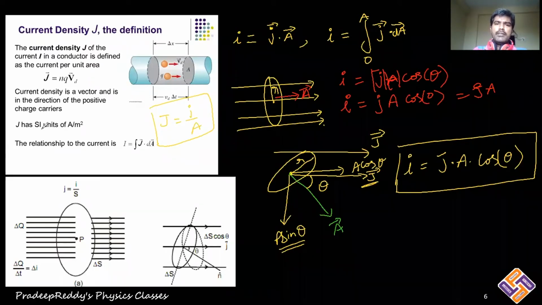Because we are dealing with vector quantities, whenever you are multiplying J and A, you need to take the dot product of those two, because current is not a vector. And when you are calculating the dot product, take care that the angle should always be the angle made by the area vector with current density. Remember, it is not the plane of the area, it should be the area vector.